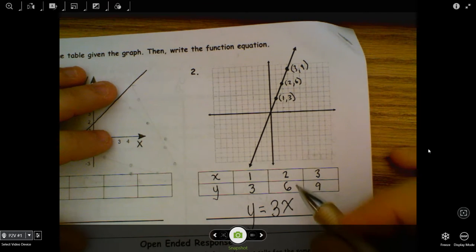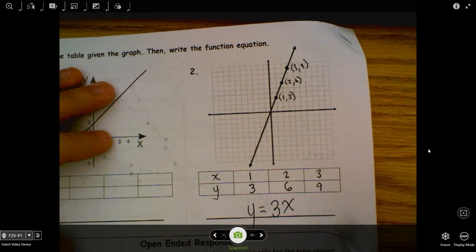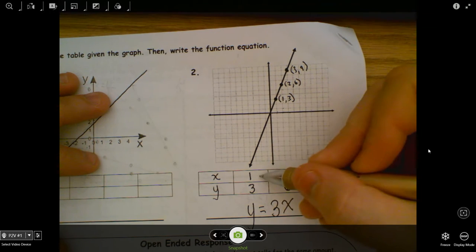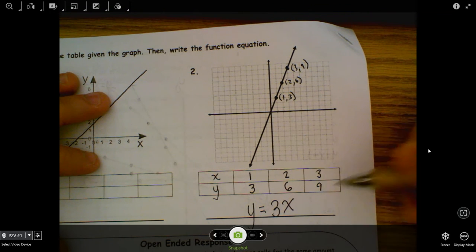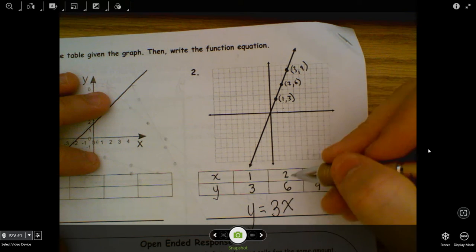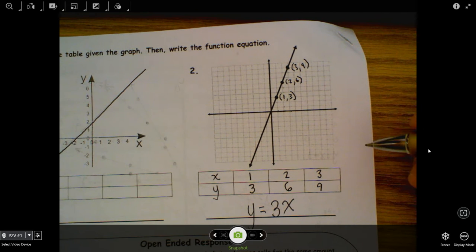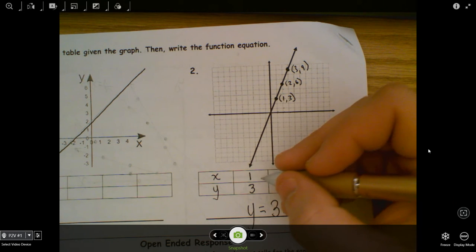Okay, so we cut off by saying x is 2, y is 6, x is 3, y is 9. And you can see it follows a pattern. It's getting bigger, bigger, bigger. So how do we go from 1 to 3? We could add 2, but that doesn't work here. 2 plus 2 isn't 6. 3 plus 2 isn't 9. So what's another way? Multiplication.